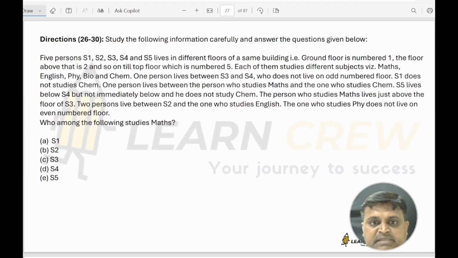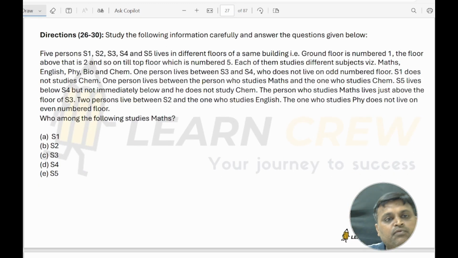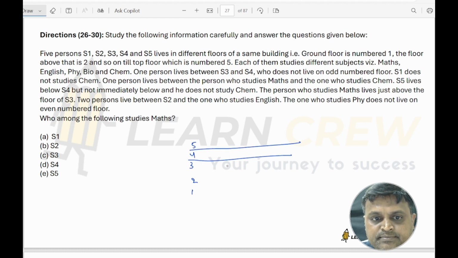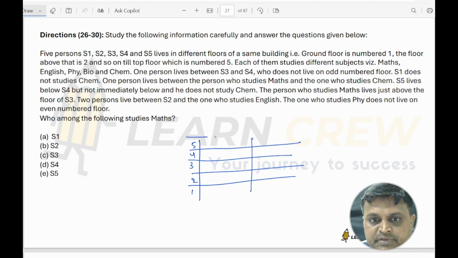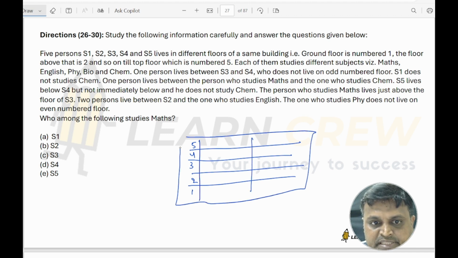Now, next puzzle is based on floors. So 5 persons, S1, S2, S3, S4, S5, live on 5 different floors in the same building. Ground floor is number 1, above it 2, like that up to 5. So you have 5 floors: 1, 2, 3, 4 and 5. In 5 floors, 5 persons are sitting with 5 different subjects. That is what is given here.